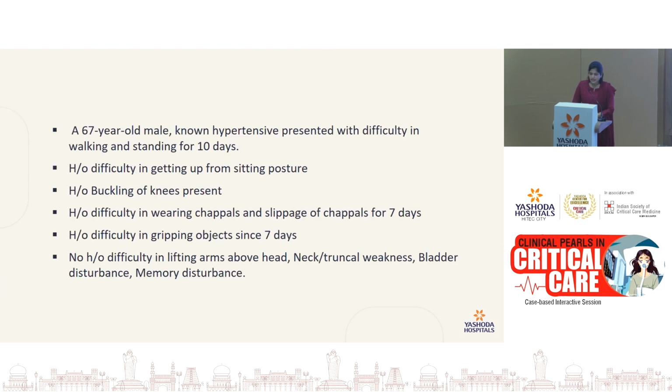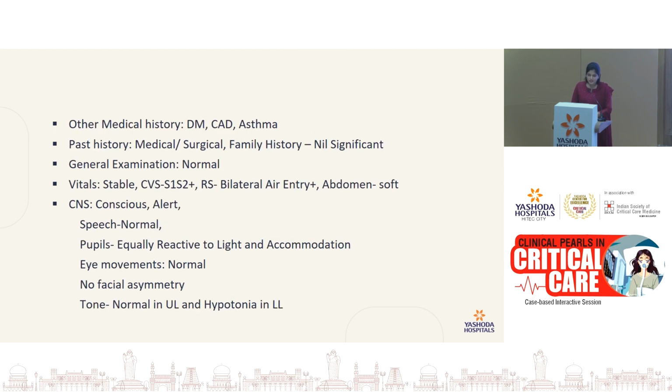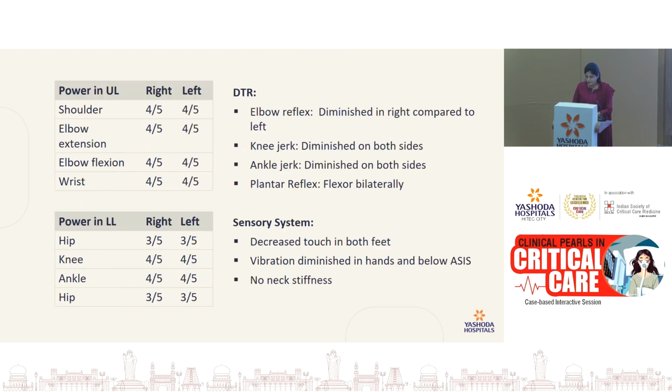So as next case, a 67-year-old male presented with difficulty in walking and standing for 10 days. He had history of difficulty in getting up from sitting posture, history of difficulty in gripping objects, also from the last 1 week. There was no significant medical history. There was hypotonia in lower limbs. The tone in upper limbs is normal.